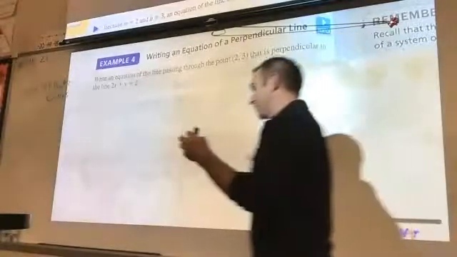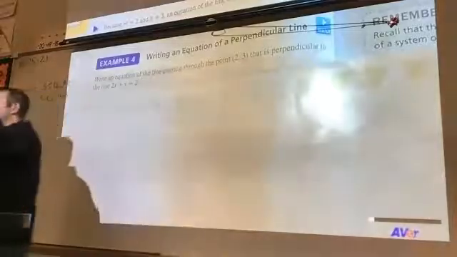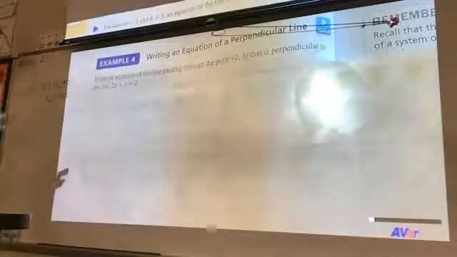Yeah, there you go. So it's going to be the slope, right? Yesterday, the slope just stayed the same all the time. Today, it's going to be that opposite reciprocal. So we're going to flip it. We're going to change the sign.